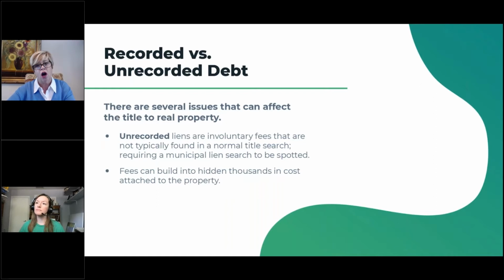So we're going to talk specifically about municipal unrecorded liens on property today, and these are going to be issues and instances where there are actually citations and fines that accrue, and they have to be sought after to be located in order for that information to be made available to all the parties involved in the transaction.